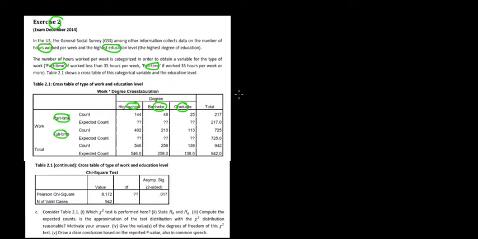We have a chi-square distribution. That's the first thing that we noticed. Now the chi-square test, what kind of test is here? Since we have two categorical variables, work and the degree of education, we're testing a relationship between these two categorical variables. We're testing whether they are independent of each other or not. So we're having a chi-square test on independence.